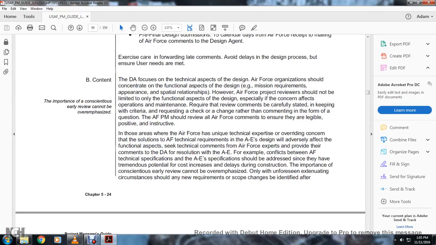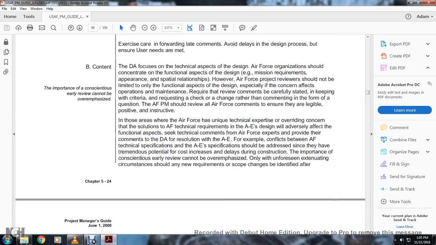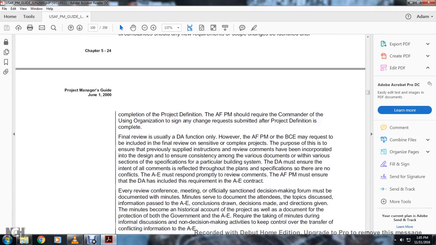The importance of continuous early review cannot be overemphasized. Only the unforeseen extent of circumstances should be newly identified requirement scope after the completion of the project definition. The Air Force program manager should require the commander of the user organization to sign any change requests submitted after the project definition is completed.